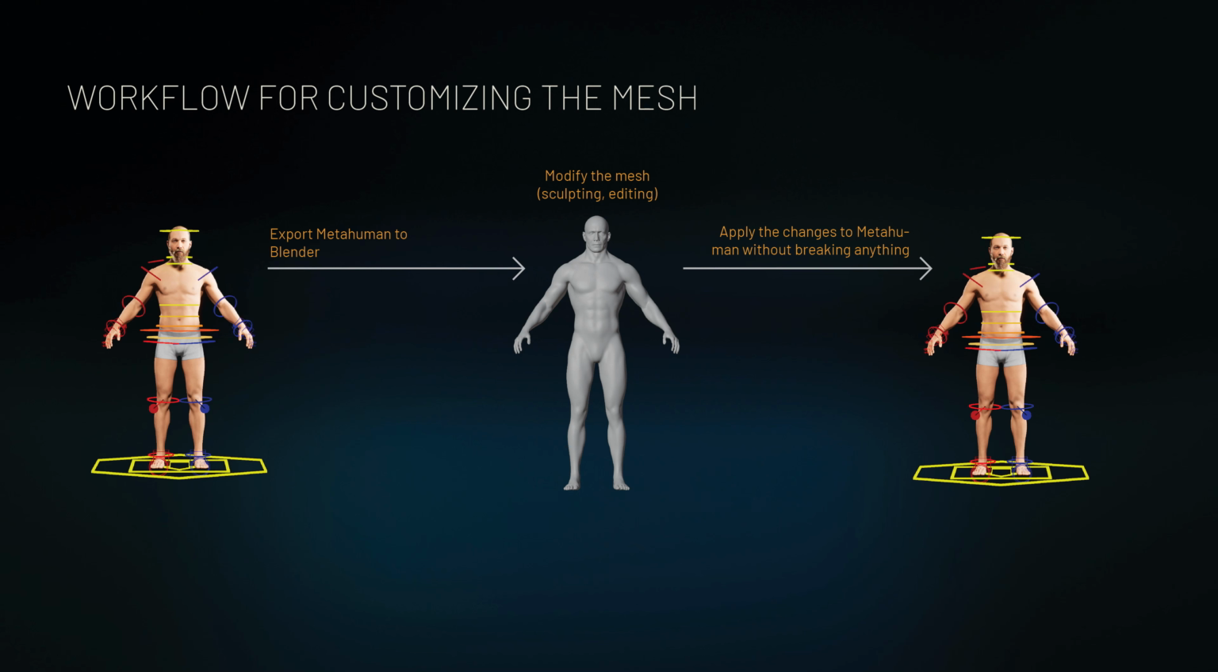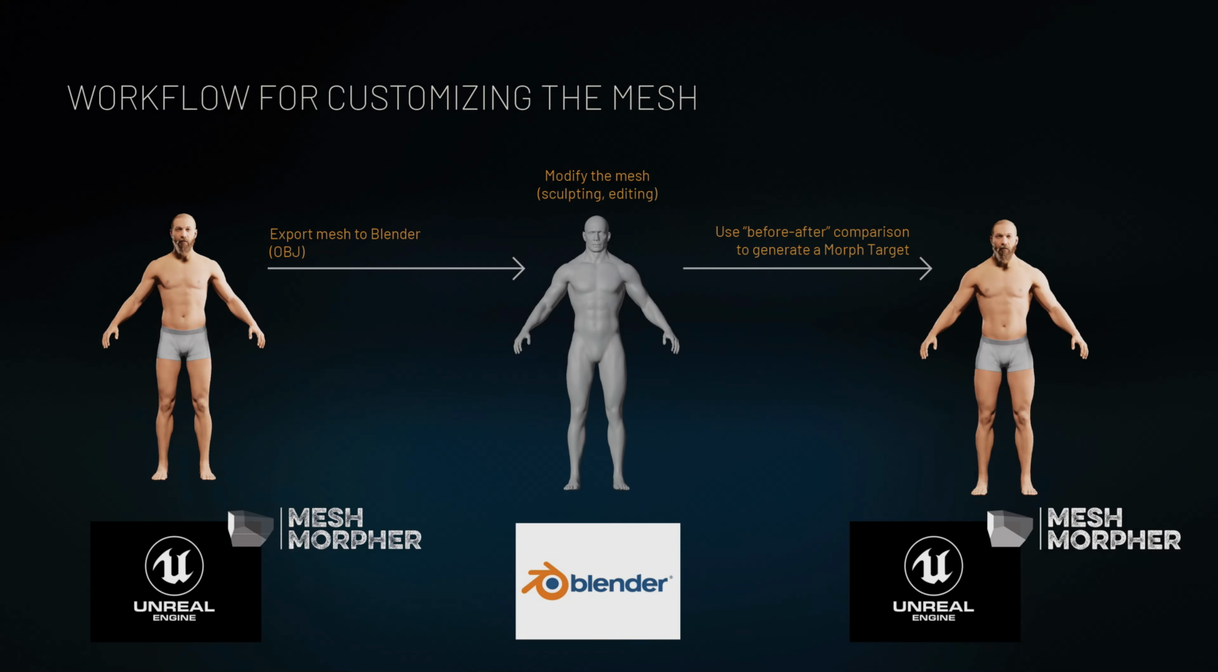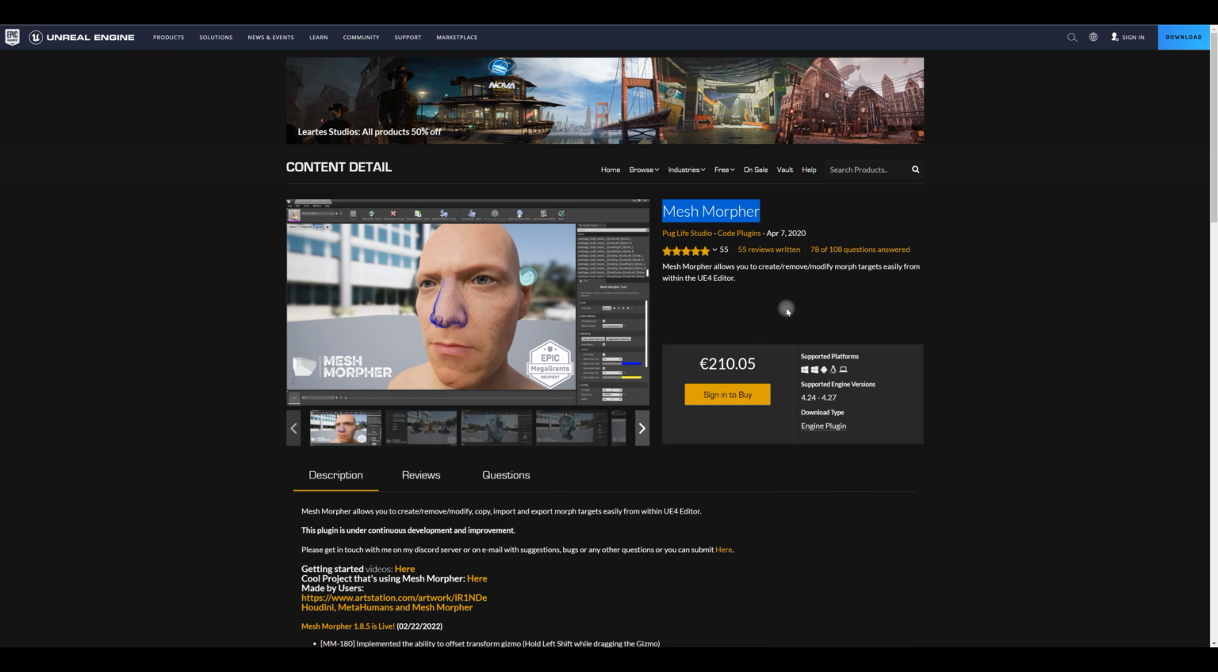As pointed out in the previous chapter, we need a workflow that doesn't break any of the functionalities of the metahuman. There probably are a number of different ways to approach this. What I will show you here is a workflow that allows you to modify the mesh using Blender and an Unreal Engine plugin called Mesh Morpher. This plugin is unfortunately quite pricey, but in my opinion it is worth the money.